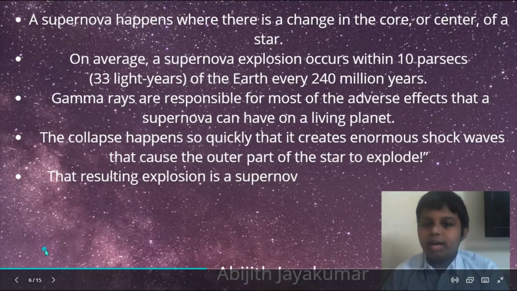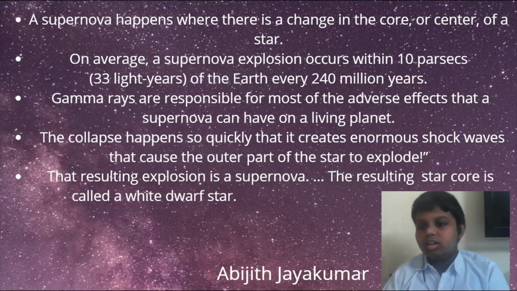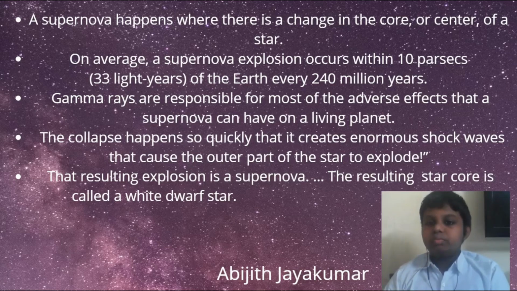A supernova happens where there is a change in the core or center of the star. On average, a supernova explosion occurs within 10 parsecs (33 light years) of the Earth every 240 million years. Gamma rays are responsible for most of the adverse effects that a supernova can have on a living planet.